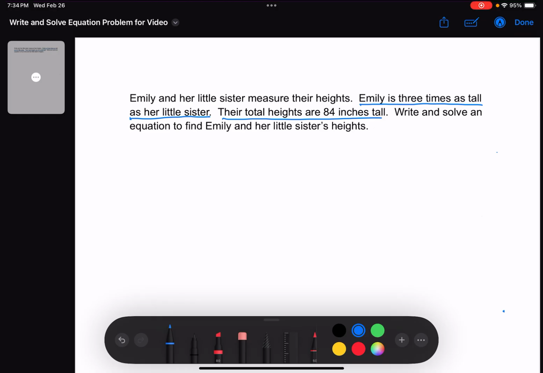The first thing that we need to ask ourselves is, what is the thing we know absolutely nothing about? We know something about Emily's height because we know Emily is 3 times as tall as her little sister, but we don't know anything about her little sister's heights. And notice it comes at the end of that second sentence. So we're going to choose a variable. I'm going to use x to represent Emily's sister's height.